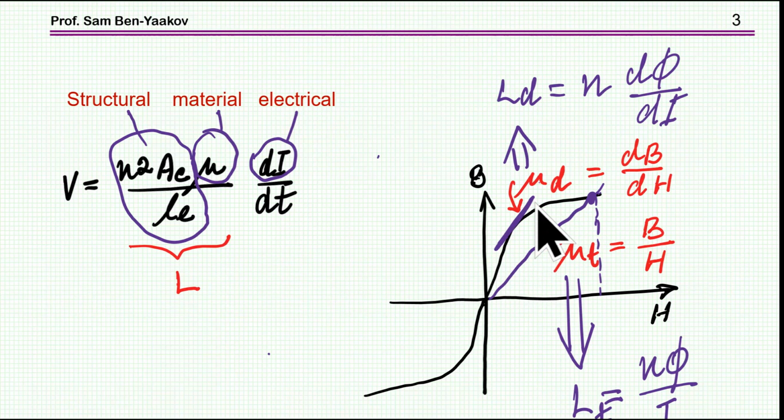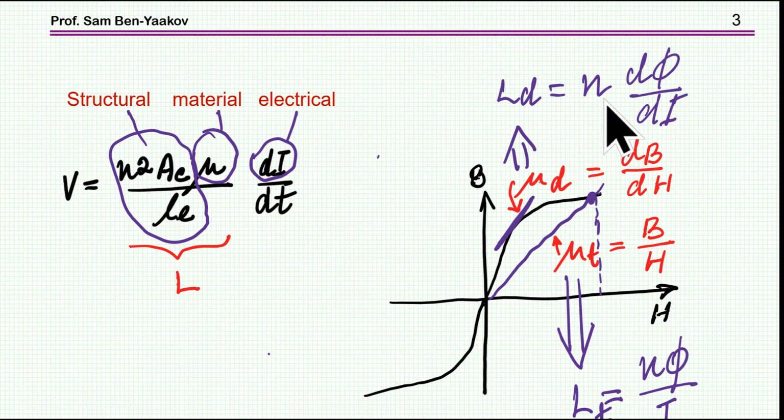And then we can actually define a number of permeabilities here. For example, we can define a local permeability or a derivative permeability, or we can define a total permeability. Suppose we are here, then the total B over total H is the total permeability. Now, each one of them leads to a different type of inductance. Here's the definition of inductance, this will lead to a differential or local or small signal inductance.